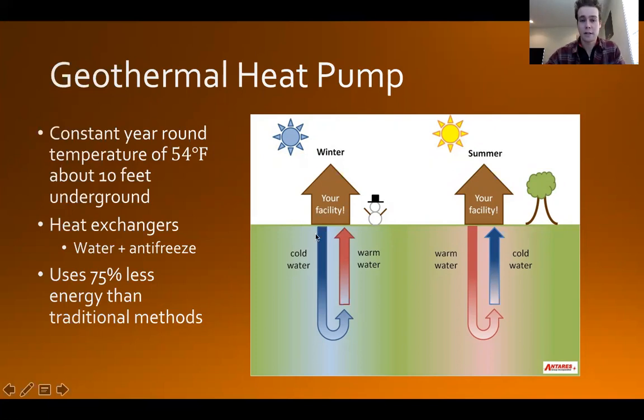So the geothermal heat pump is when you basically install what's called a heat exchanger underground, and it's a closed loop pipe system that contains water and antifreeze. And so in the winter, you send cold water down. The cold water heats up into warm water, and then that warm water aids your heating unit in heating your house. And then in the summer, same thing. You send warm water down, it cools, comes up, and helps out your air conditioning unit. So not only does this save you money, but it also uses 75% less energy than the traditional methods.